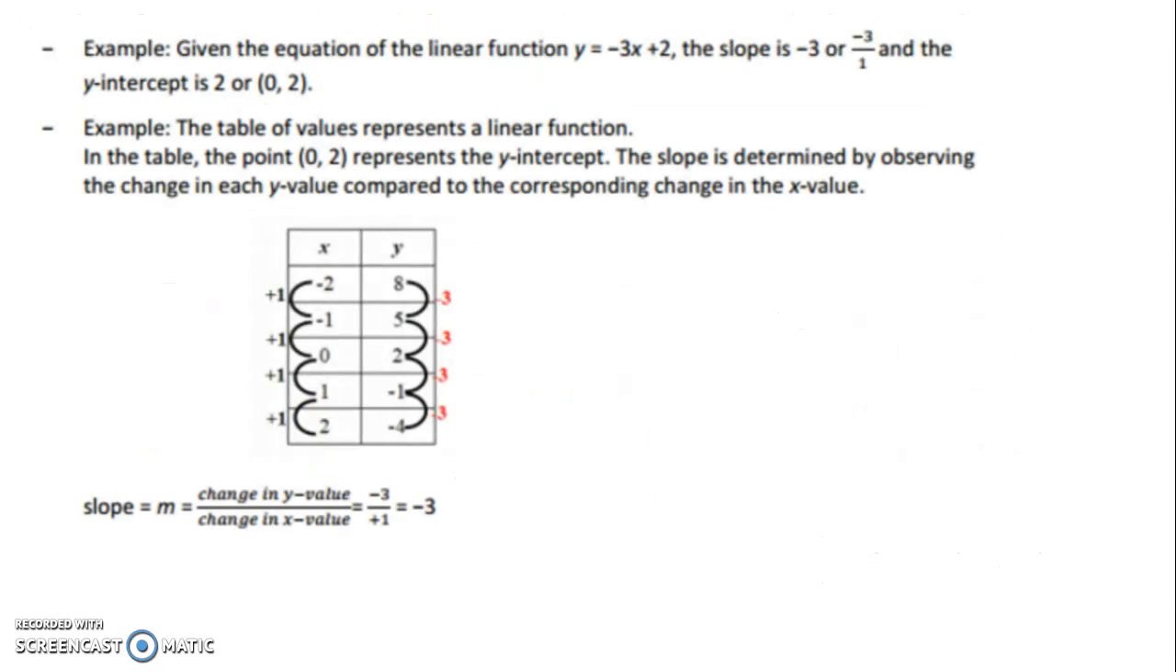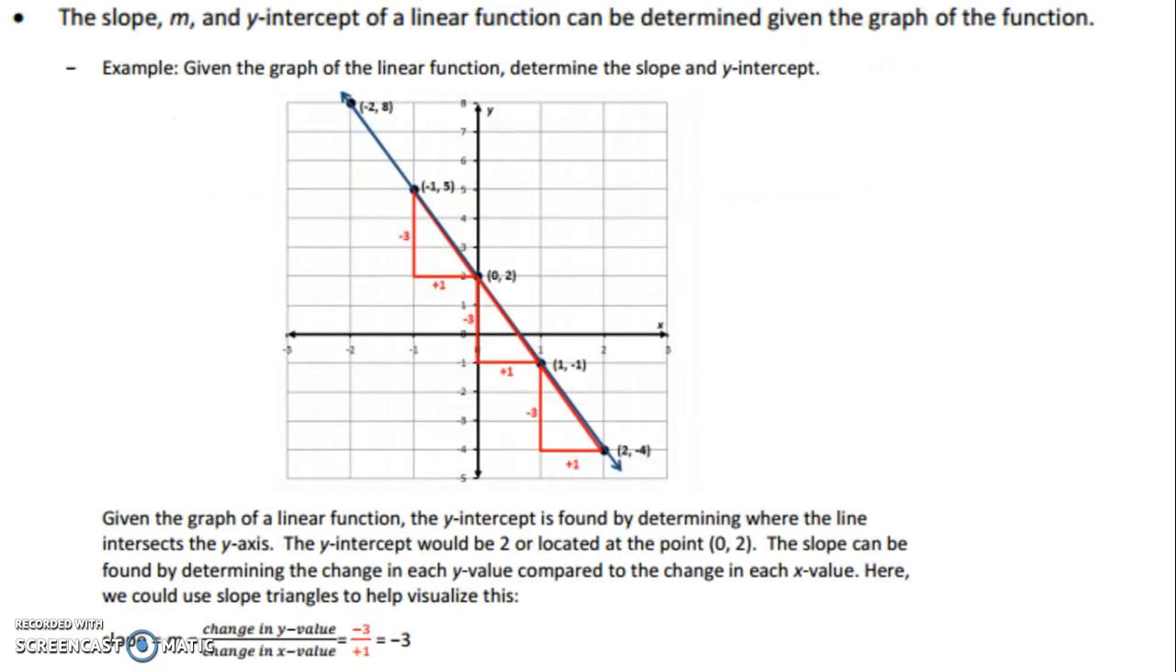Students will be required to determine the slope and y-intercept from the equation in y equals mx plus b form. Students can then create a table of values using slope triangles, which was introduced in 7th grade. Students will also be given the graph of a linear function and asked to determine the slope and the y-intercept. Students identify the y-intercept from the graph and then create slope triangles to find the change in y and the change in x, or the vertical change and the horizontal change, which will determine the slope.